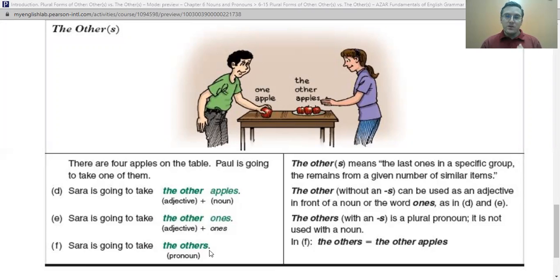Okay, so you can use the noun apples, you can use the word ones, the other ones, where the other is an adjective, or you can use the others, which would be a pronoun. But Sarah's taken all of them, okay? She's taken all 3. So she's taking the other ones.